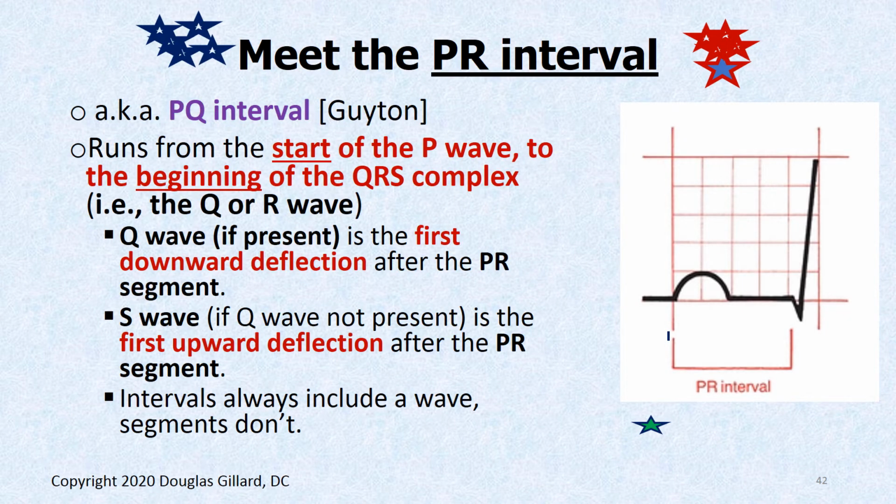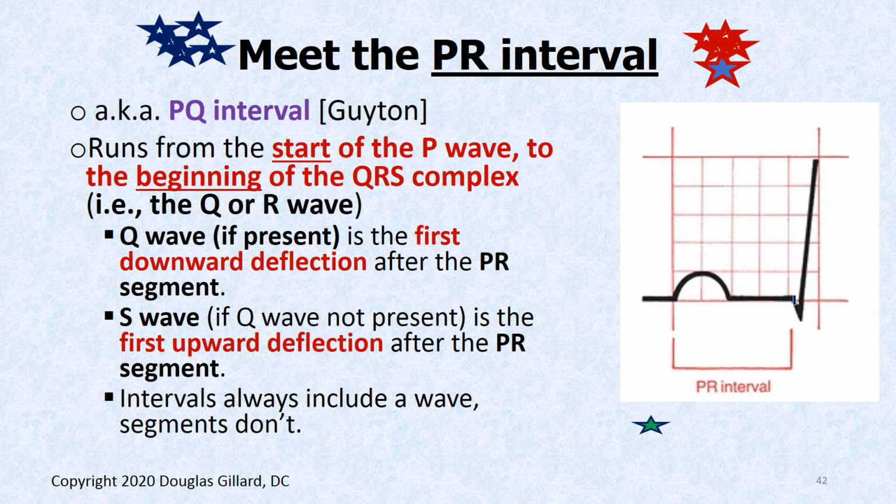Let's look at this PR segment a little bit more. I've kind of been talking about it, but let's make it official. There's a nice view. The P wave and the PR segment together are called the PR interval. Guyton calls it the PQ interval because technically the PR interval starts at the beginning of the P wave and ends at the downward deflection of the Q wave. The trouble is, a lot of times you don't have a Q wave.